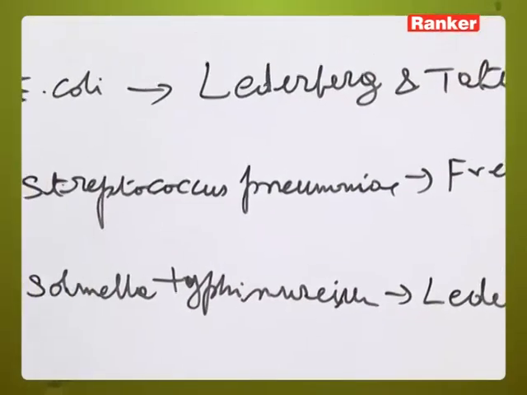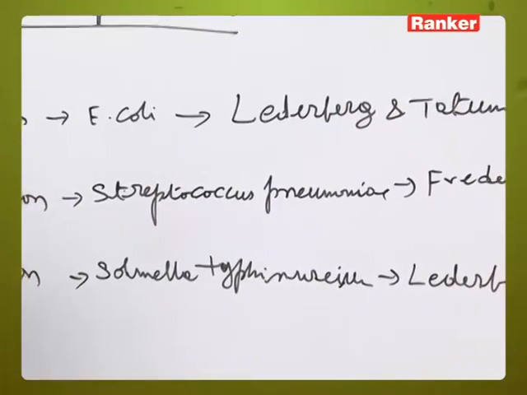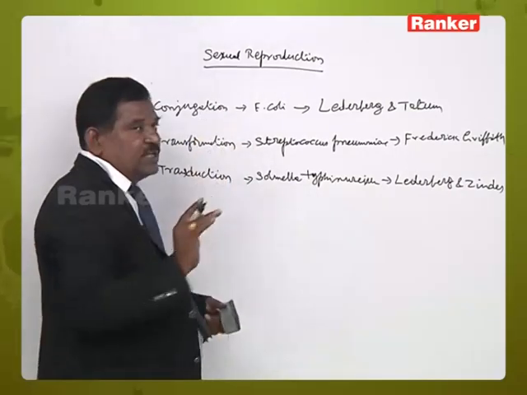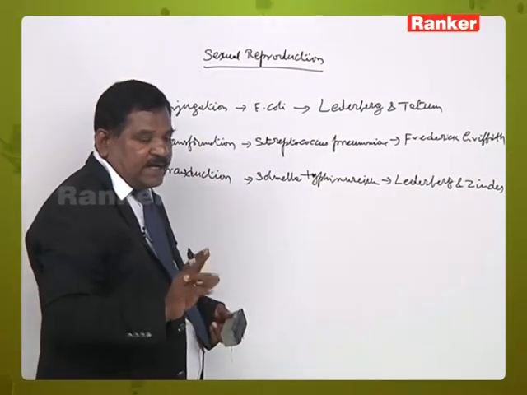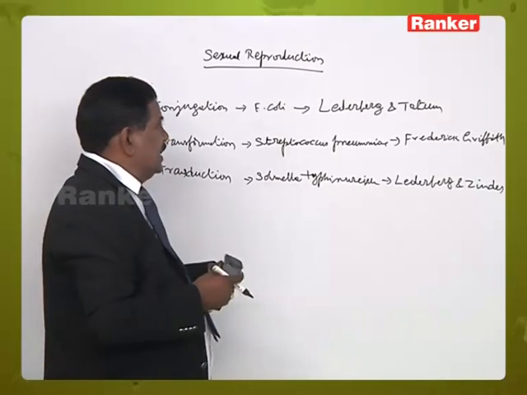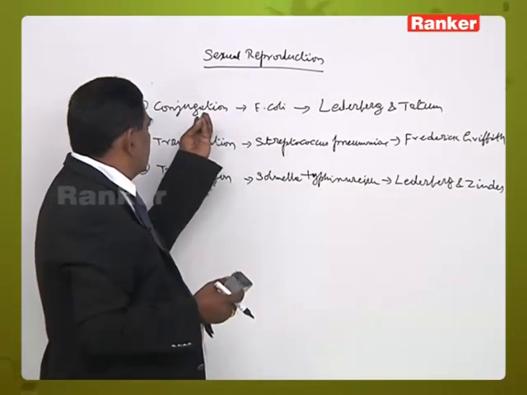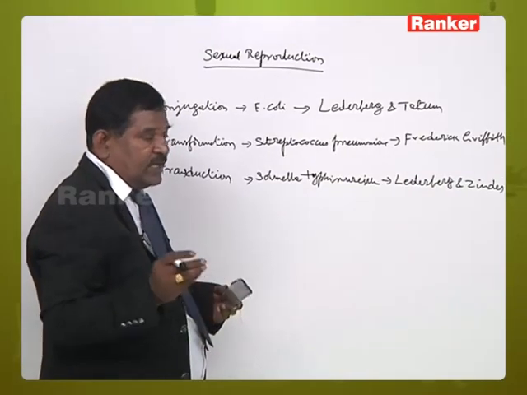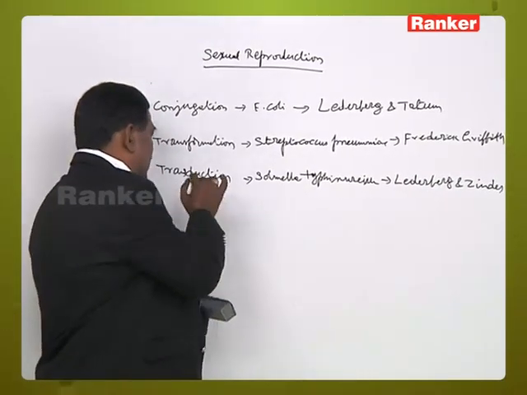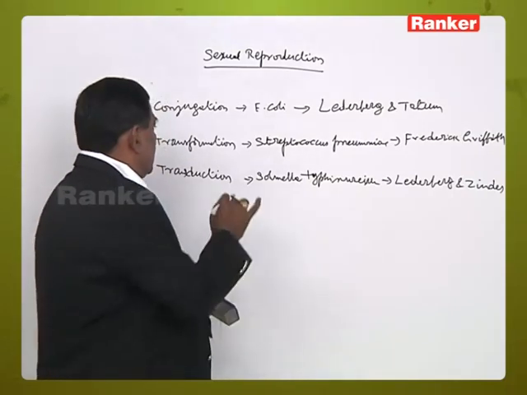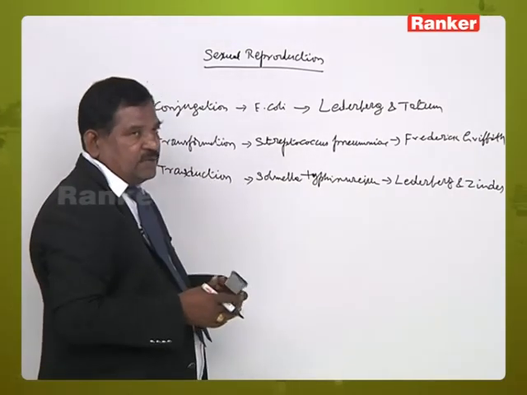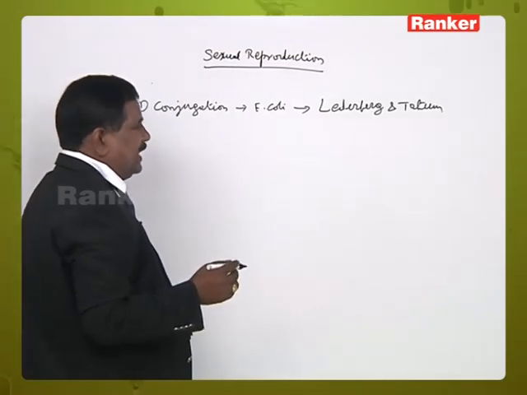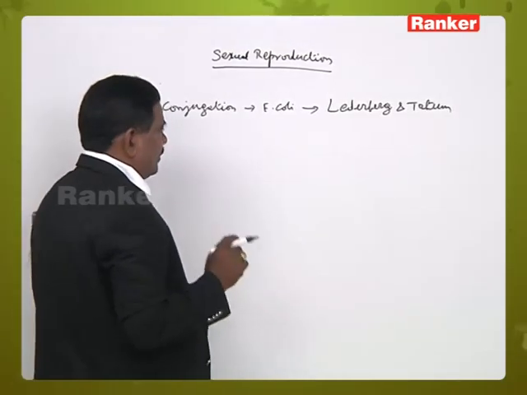Transfer of genetic material between two bacteria by direct contact is conjugation only. If the genetic material is transferred by direct contact of two bacteria, that is conjugation. Transfer of genetic material with the help of a virus is transduction. Through a medium is transformation; we will discuss that in detail. Conjugation was first observed by Lederberg and Tatum in Escherichia coli.